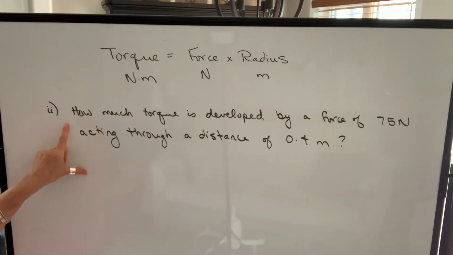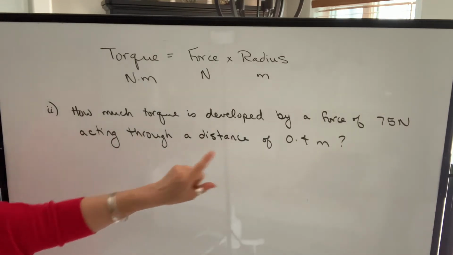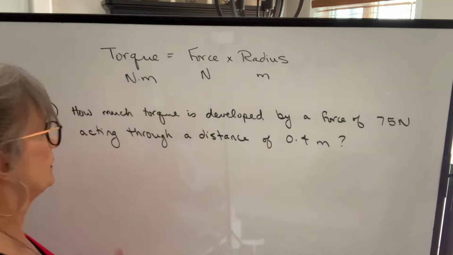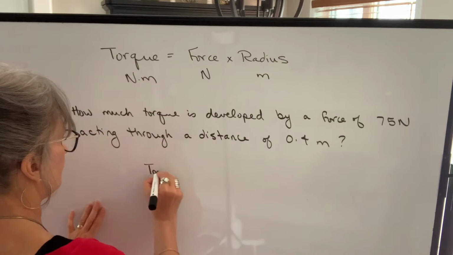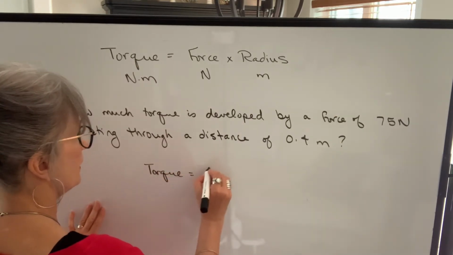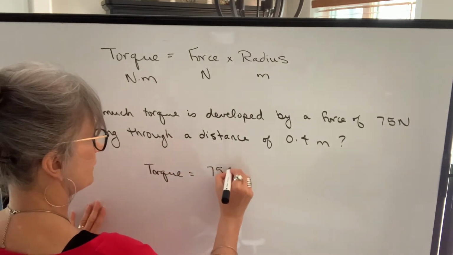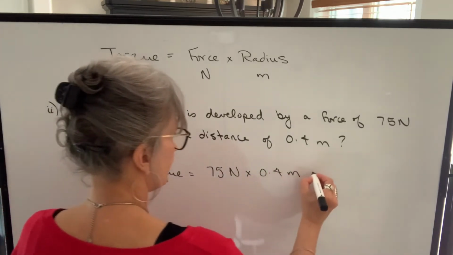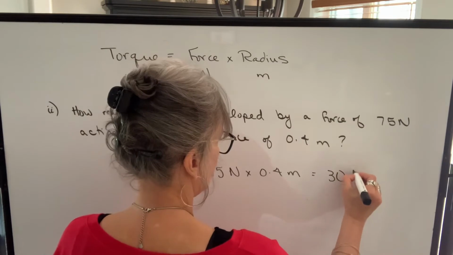If we were asked to find the torque developed by a force of 75 newtons acting through a distance or radius of 0.4 meters, we would simply multiply those values. So 75 newtons times a distance of 0.4 meters, that's going to equal 30 Newton meters.